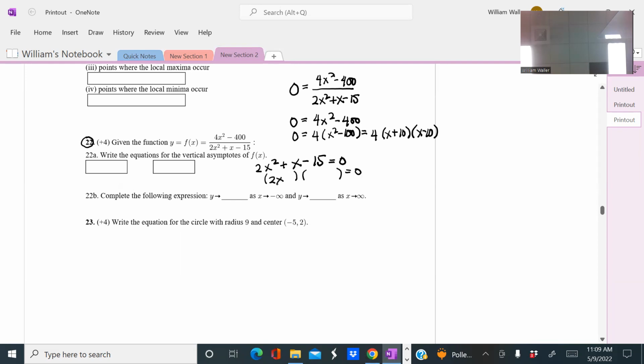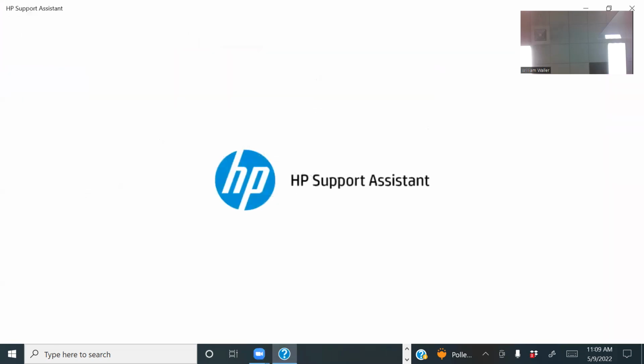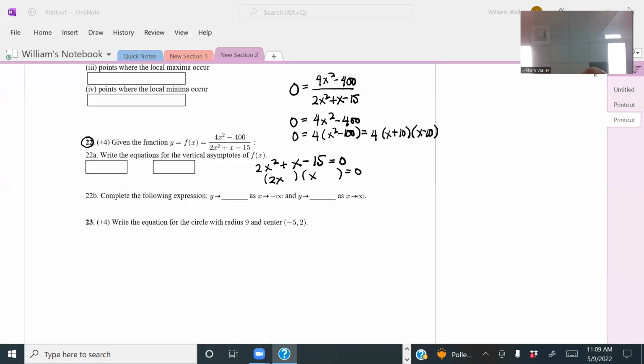To get 2x squared, you got to have 2x times x, right? So there's no question of that. And then let's see. Can we get an x in the middle? How do we get a product of 15? Of course, it's 1 and 15. That doesn't look very promising. 3 and 5? How about a minus 5 here and a plus 3 there? Would that work? Yeah, I think it does, right?